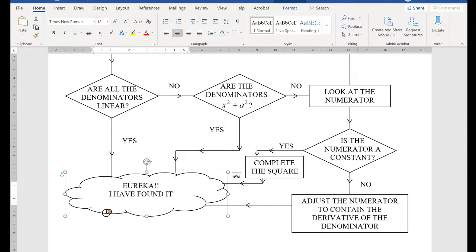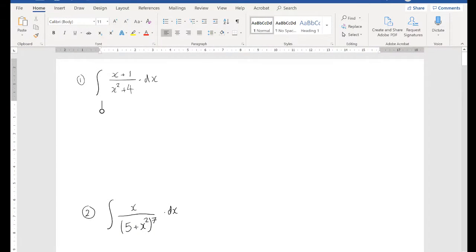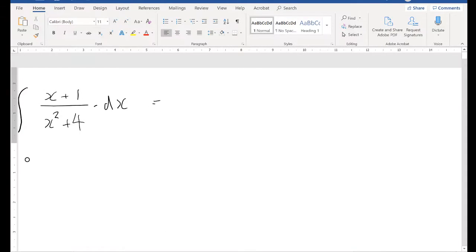Now, it doesn't have to be us adjusting it. What you can do instead is just separate it. Think about separating it out so that it can be written as a separate integral. So let's go back to the question. We really could write this as the same thing as the integral of x over x squared plus 4, plus 1 over x squared plus 4 dx.